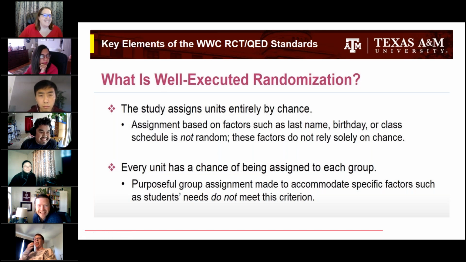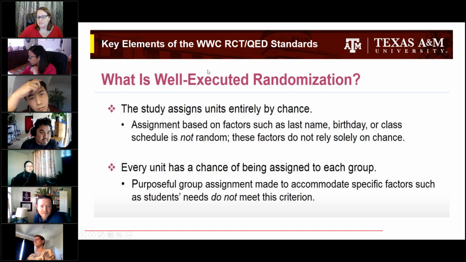But what we are looking for, and this is one of the standards that What Works has, is that you need an RCT to meet some of their standards. We'll cover the RCT aspect more, John. We do have a session coming up about RCT.